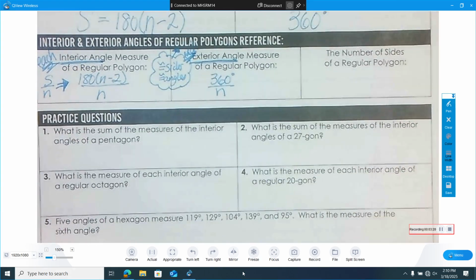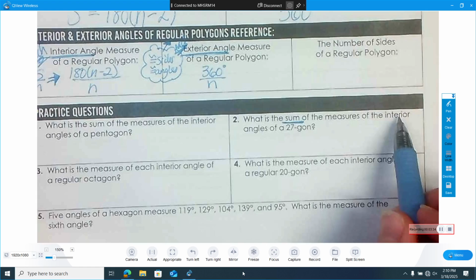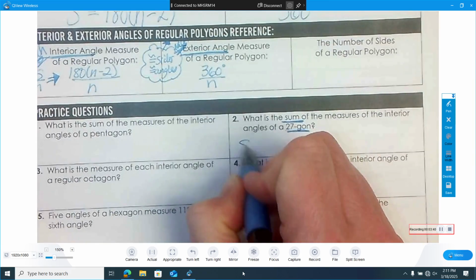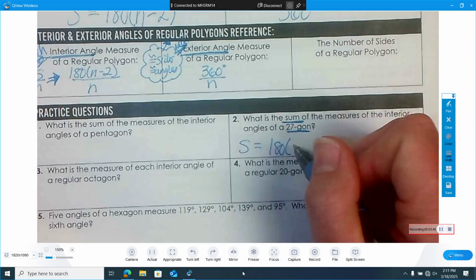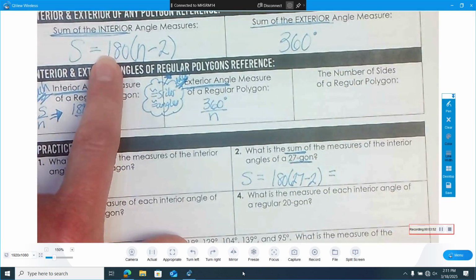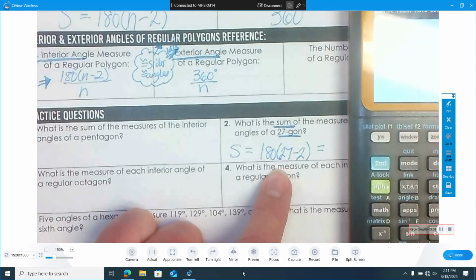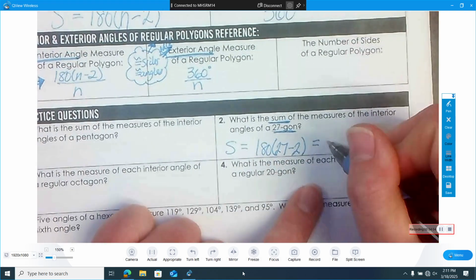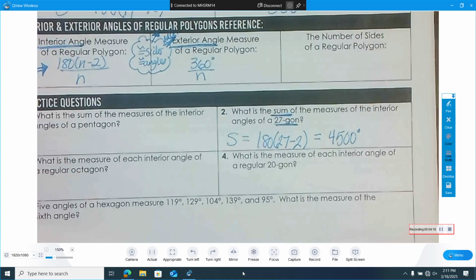We're going to start with number 2. What is the sum of the measures of the interior angles of a 27-gon? S is for sum. S equals 180 times 27 minus 2. Very good. That is our sum formula, the sum of the interior right there. So we just plugged in the 27. Is it okay to type in our calculator 180 times 25? Yeah. That'd be a little bit easier. All right, 4,500 degrees. Okay. We did that yesterday.